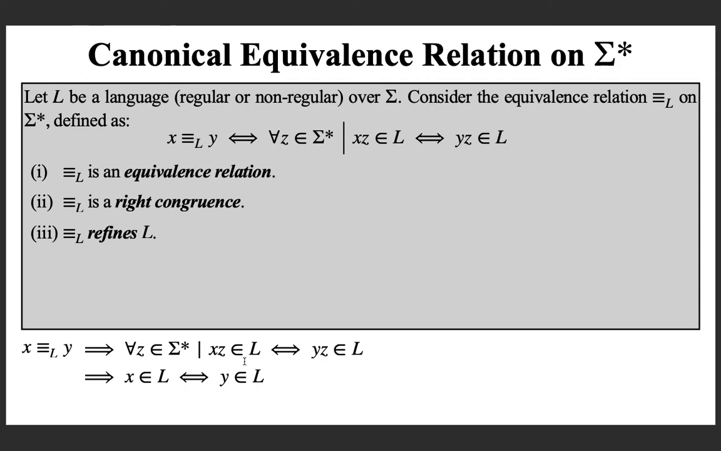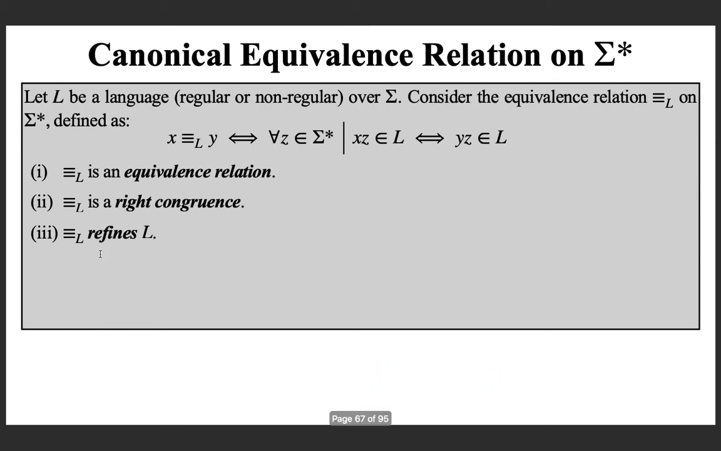You substitute z as epsilon. If you substitute z as epsilon, it is a string, and you will get exactly this: x is in the language if and only if y is in the language. That is, x related to y. Then either x and y are in the language or x and y are not in the language. Hence proved.